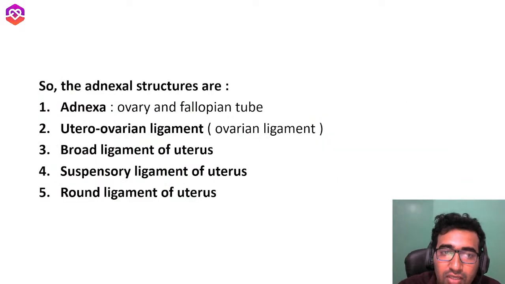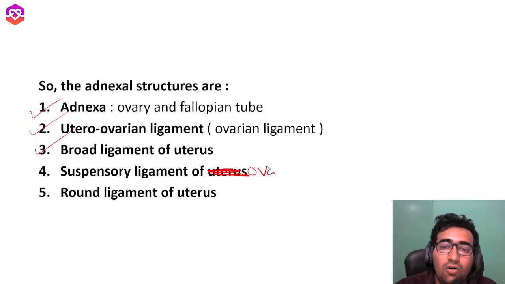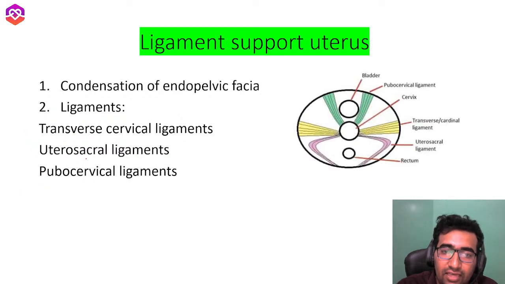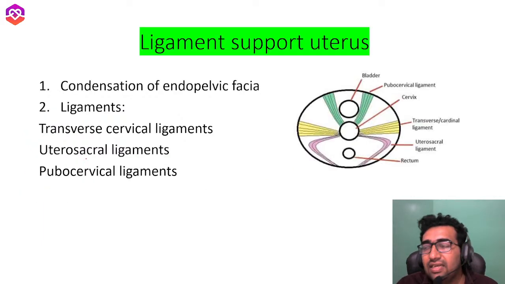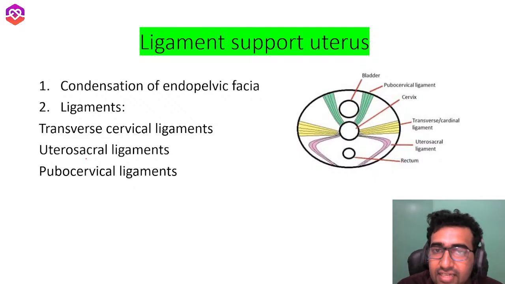Okay. Now, so the adnexal structures are adnexa. What is adnexa? Ovary, fallopian tube. Utero-ovarian ligament, otherwise called ovarian ligament. Broad ligament of uterus, suspensory ligament, not uterus actually, I'm sorry, suspensory ligament of ovary, and round ligament of uterus is also there. Okay. Now, these are the ligaments present at the adnexal structure.